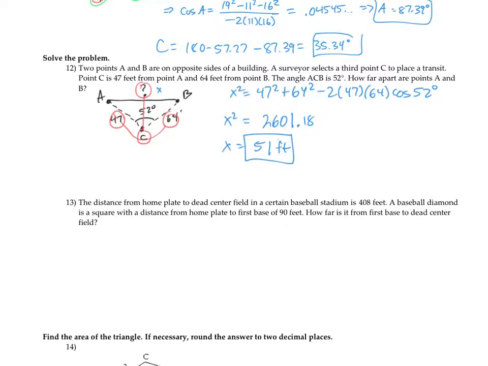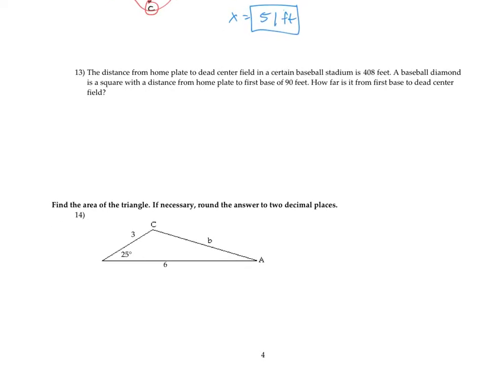All right, next problem. 13. The distance from home plate to dead center field at a certain baseball stadium is 408 feet. So remember this picture, which I always poorly draw, but we've got this distance out here to center field. That total length is 408 feet. The baseball diamond is square with the side being 90 feet. So this is also 90 feet over here.